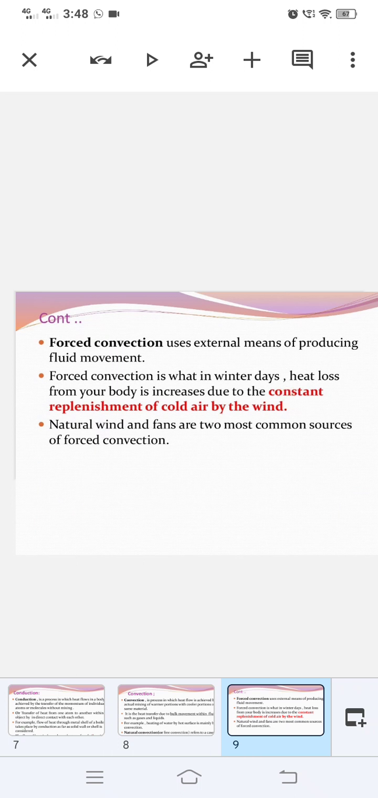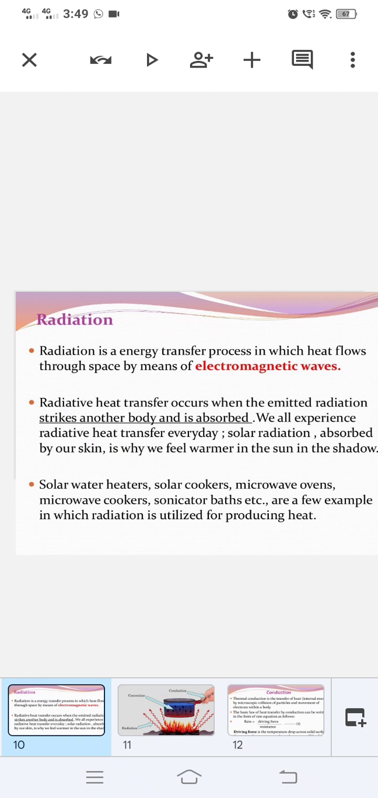Now there is another term in convection: forced convection. What is forced convection? In this, the fluid is forced to flow by use of a pump, fan or other mechanical means. When there is introduction of mechanical means, the movement of fluid will take place. Forced convection is felt in winter days, where heat loss from your body increases due to the constant replenishment of cold air by the wind. Natural wind and fans are the two most common sources of forced convection.